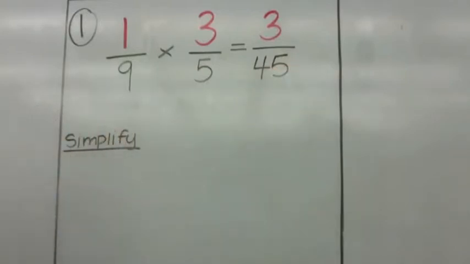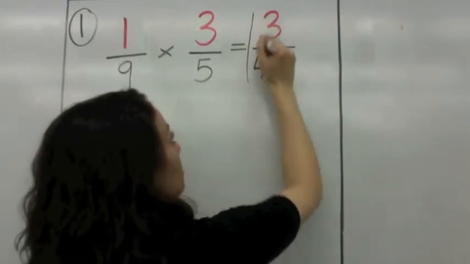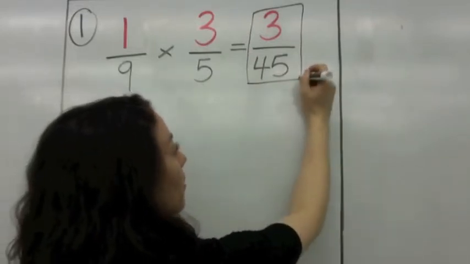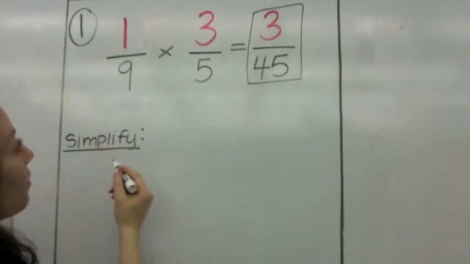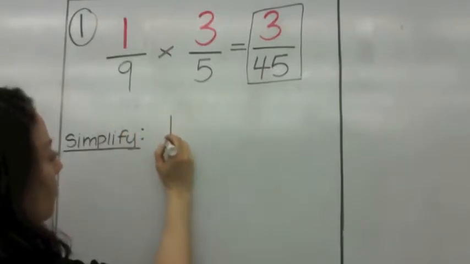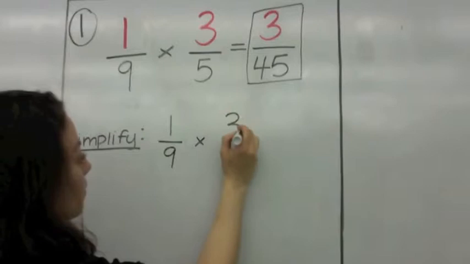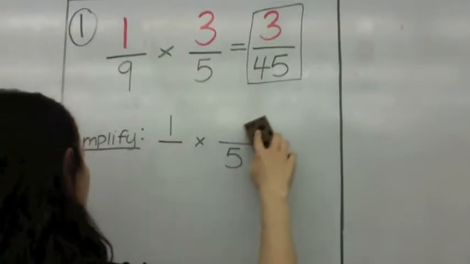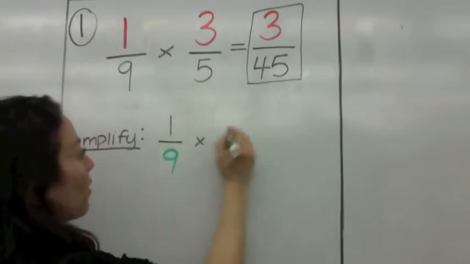Okay? Now, there's a special way that you simplify these problems. Now, the answer is 3/45, right? But that is not in simplest terms, okay? So there's a special way that you multiply these problems. So when you simplify, you're going to take the fractions themselves, which is 1/9 times 3/5. Okay. Now we're used to cross multiplying, right? I'm going to change the color of the numbers that are across so you can see what I'm talking about. Okay, so we have 1/9 and we have 3/5.